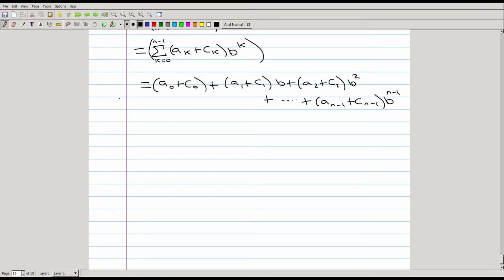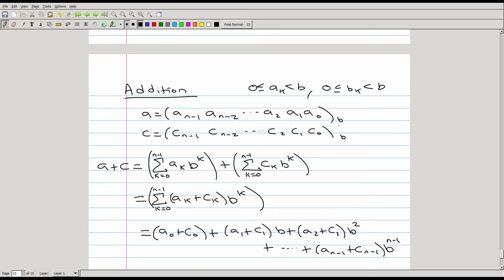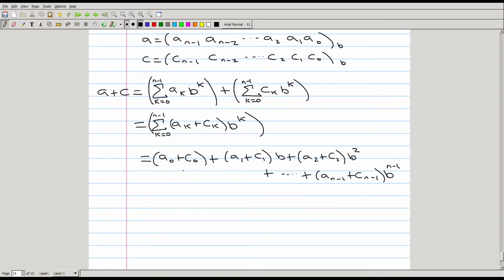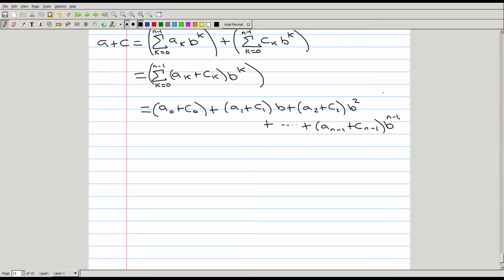And so our algorithm for computing this should be relatively straightforward and should be based on this and the ideas that we've developed so far. Specifically, this integer A naught plus C naught in general is not going to be less than b. It's nice if it's less than b, but in general it's going to be greater than or equal to b, which means that in order to express this sum as a base b representation, we're going to get some extra value here that gets carried over to this term right here.